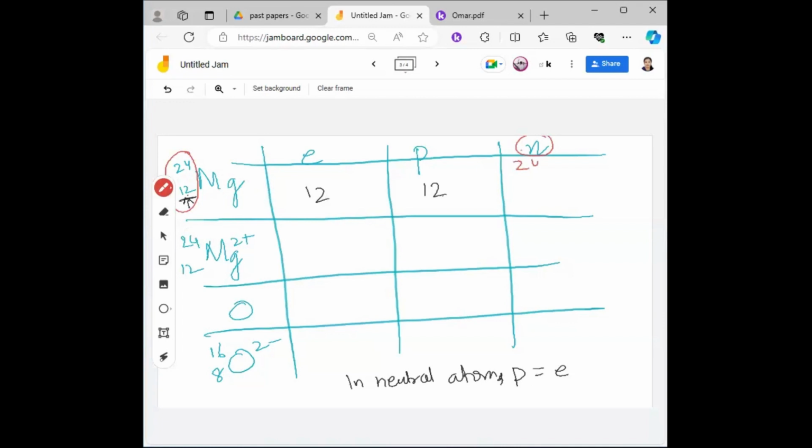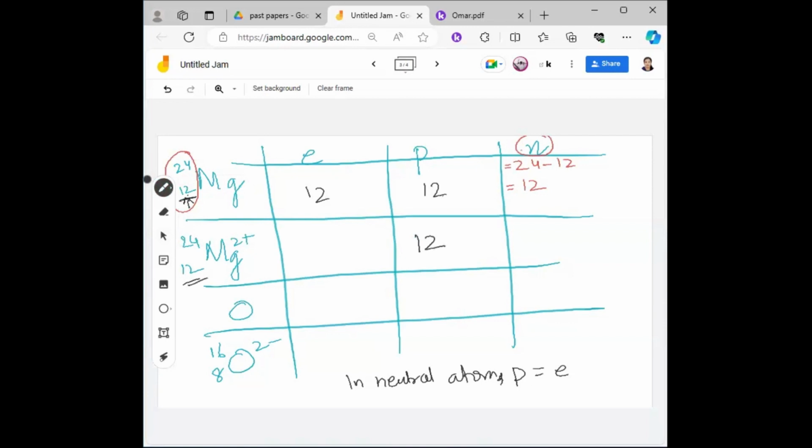In order to find neutrons, what we do is we subtract these two numbers. So 24 minus 12 would be how much? It would be 12, isn't it? Then you see over here, we have 12 over here. So we write 12 again.